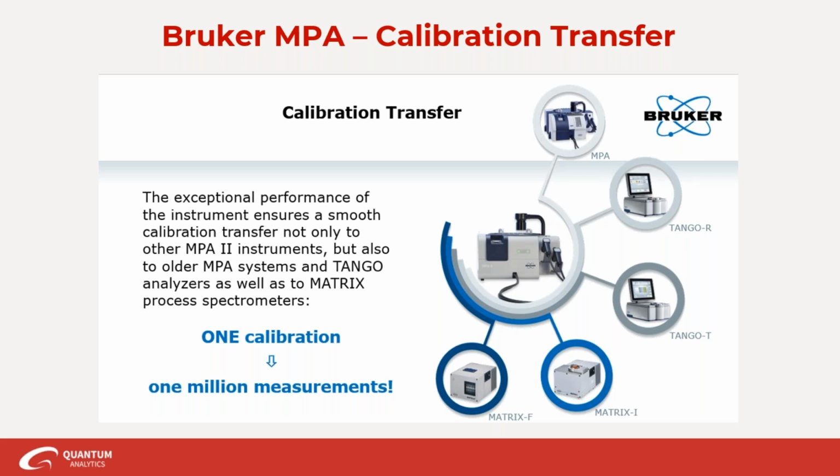So you build a calibration on one of these MPA instruments. You can transfer it to another MPA instrument. You could transfer it to an older model of an MPA instrument. You could transfer it to a Tango instrument. You could transfer it to a matrix process instrument, which we're going to look at next. You probably could even transfer it to another type of spectrometer altogether, and that's huge.